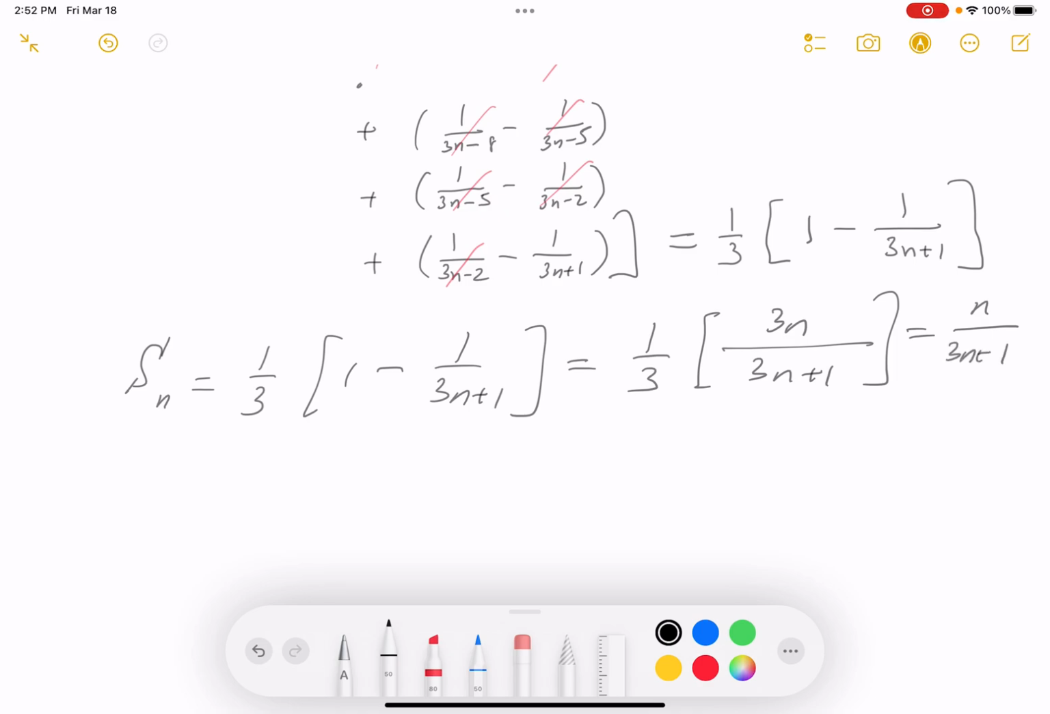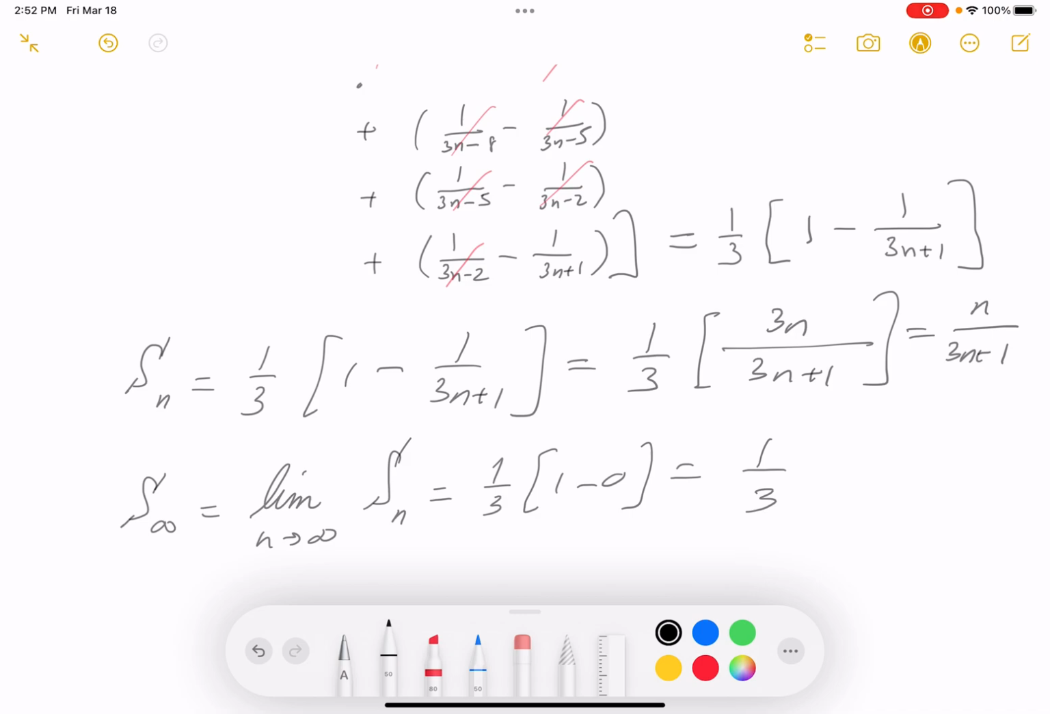What am I going to do now? I want to get S infinity. And that's going to be the limit as n goes to infinity of Sn. I'm kind of looking at Sn. I don't want to write it down again, by the way. So it's going to be 1/3, 1 minus 0, which is 1/3. All right? Let's go to the answer key.